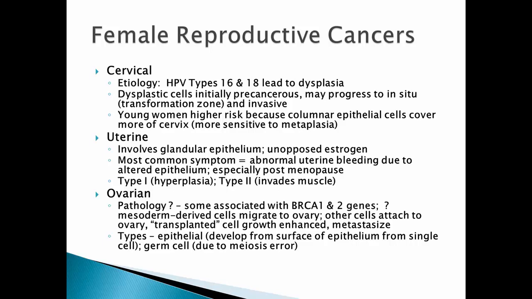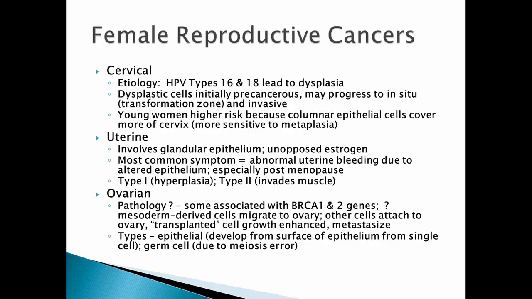Now, there are two types of uterine cancer, type 1, which is a hyperplastic or a hyperplasia, and type 2, in which the muscle itself has been invaded. So it's an extent of as well as type of cancer. Uterine cancer tends to metastasize to other pelvic structures as well as the lungs.